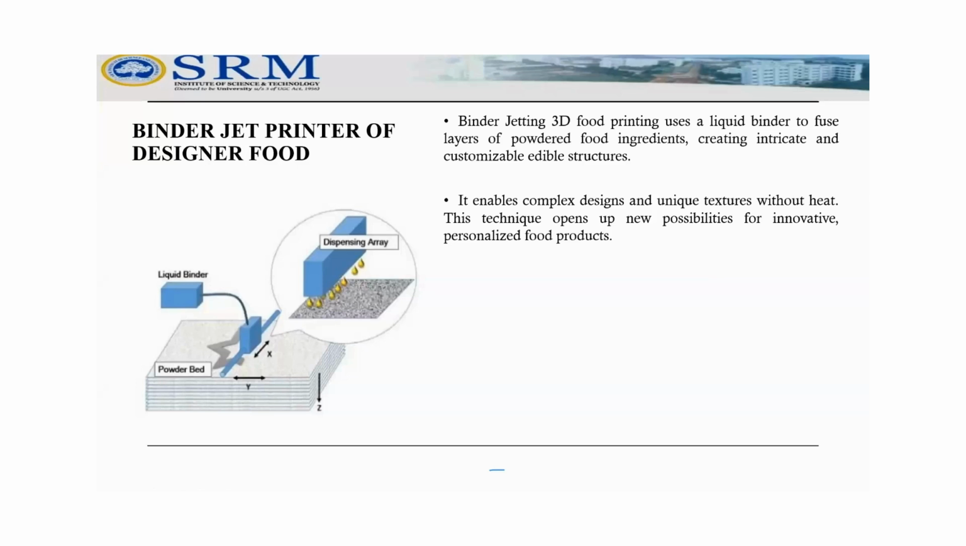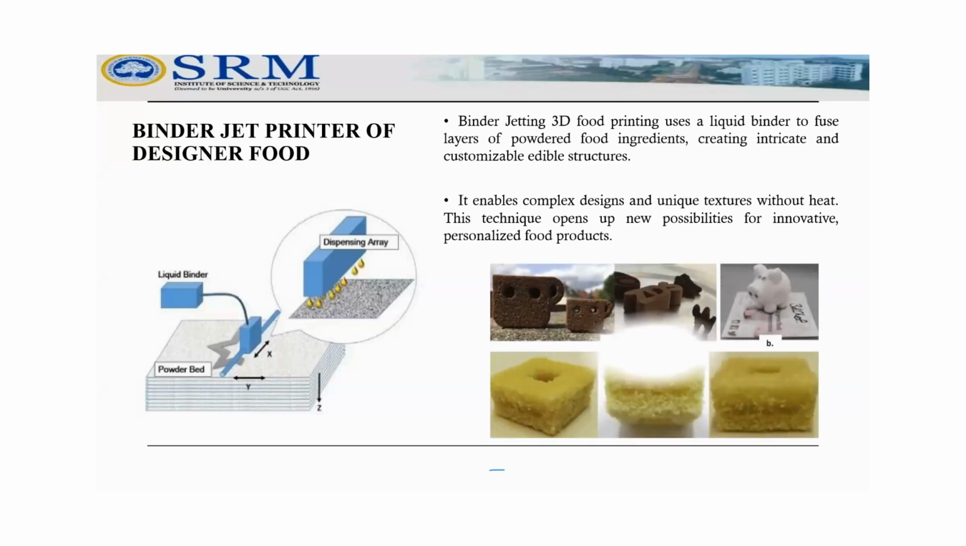Some pictures are given as examples. The binder jet printed designer foods. We can get food in different aspects, binding powdered food ingredients by using an appropriate edible binding material.